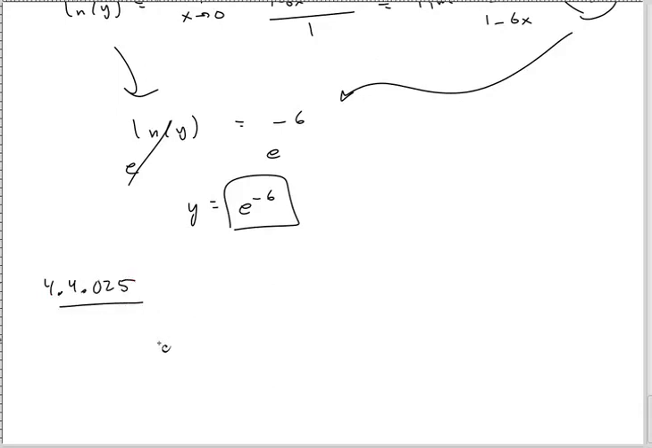We're learning different techniques. Limit as x goes to 0 of the square root of 1 plus 7x minus the square root of 1 minus 2x, and all divided by x.